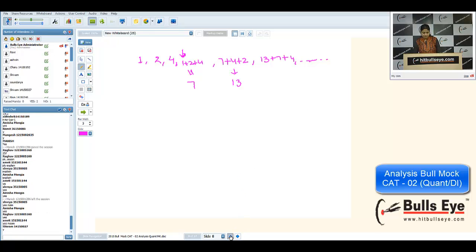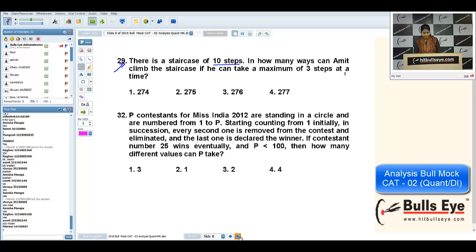Okay. Once again, question number 32. Again, it was a difficult question. Any problem in this? Should I explain this question?